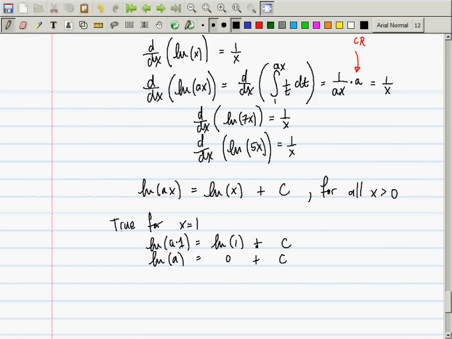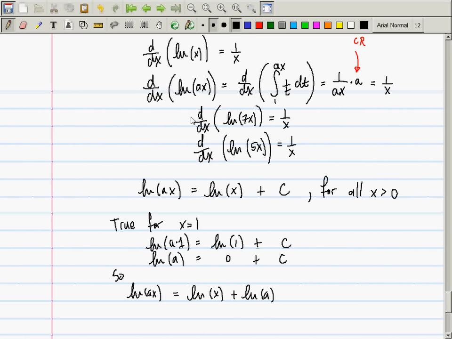So what is that telling you? Combining these tells you that the log of ax is equal to the log of x plus c, but we just determined that c is the log of a, so plus the log of a. And this is a demonstration that shows you that the log of x has this property. It has the property of turning product into sum.